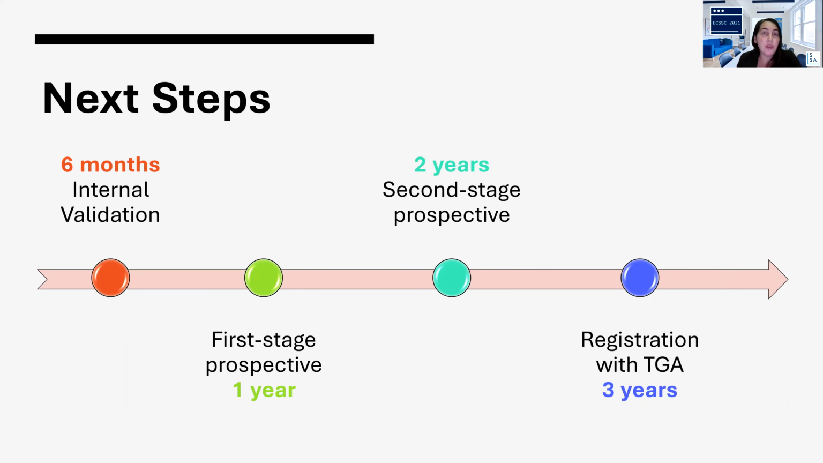Then after that, we have our first stage prospective study in which we run the AI diagnostic along with the clinician's diagnostic in parallel and then compare the two. And then we have our second stage prospective study in which the clinician will start using the AI for their diagnostic processes. And then finally, using all of this information, we will register the software with the Therapeutics Goods Australia.